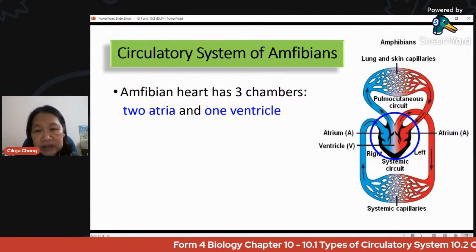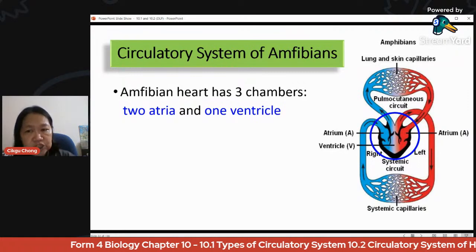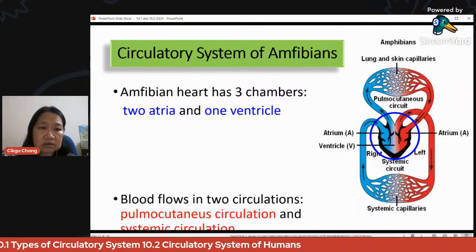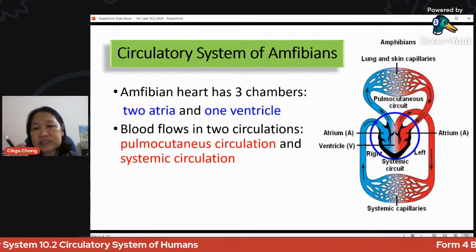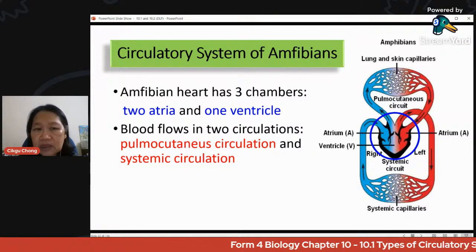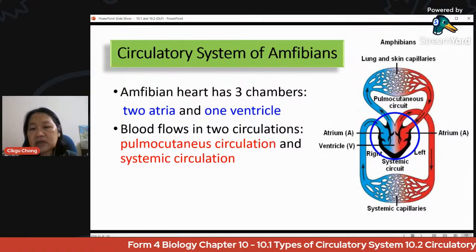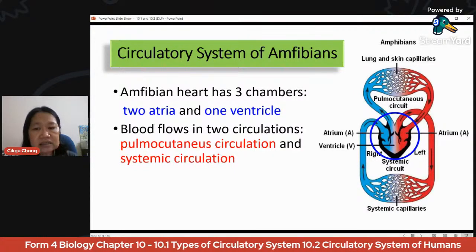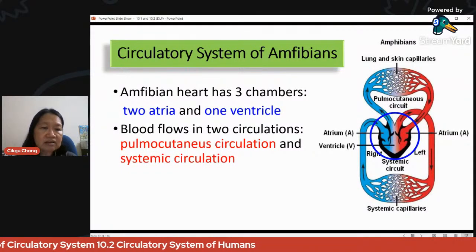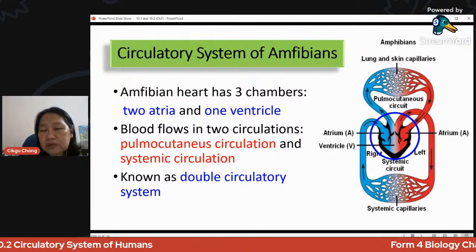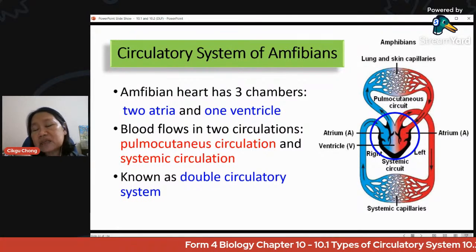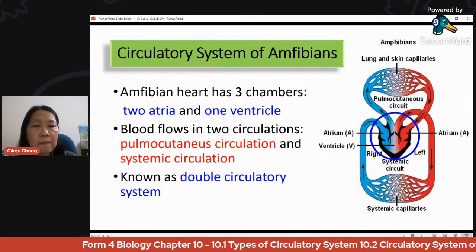So you see there's this share. When the blood comes into the ventricle from both sides, one is oxygenated blood, the other is deoxygenated blood. It actually mixes in the ventricle. All right, so the blood flows in two circulations. You'll see there are two loops. The one that goes up there is called the pulmocutaneous circulation, and the other one that goes to all the parts of the body except the skin and the lungs is called the systemic circulation. Again, systemic, not systematic. All right, and this is known as double, right? Because the blood enters the heart two times in one complete circulation.